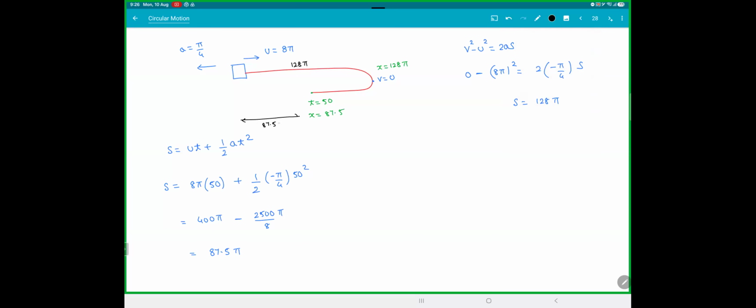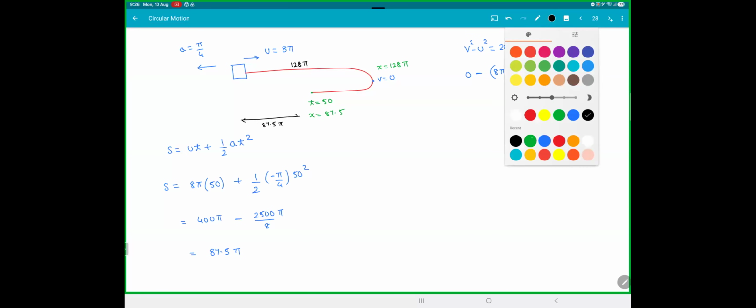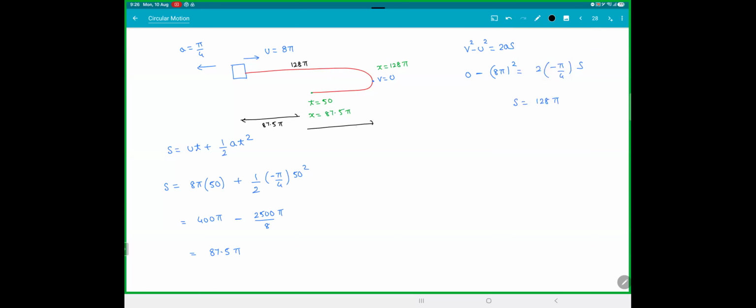This was 87.5 pi. And this was 40.5 pi. So what's the total angle rotated? You rotated 128 pi clockwise and then 40.5 anti-clockwise, but you always add it up. How much is this? 168.5 pi.